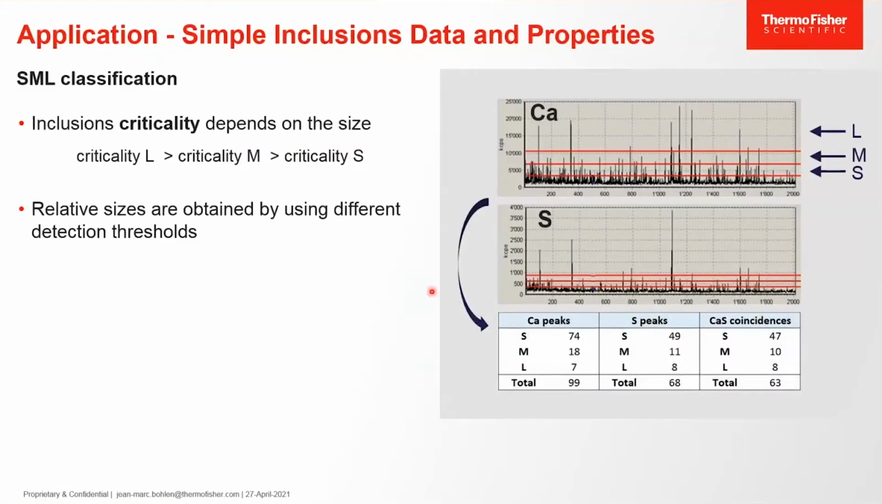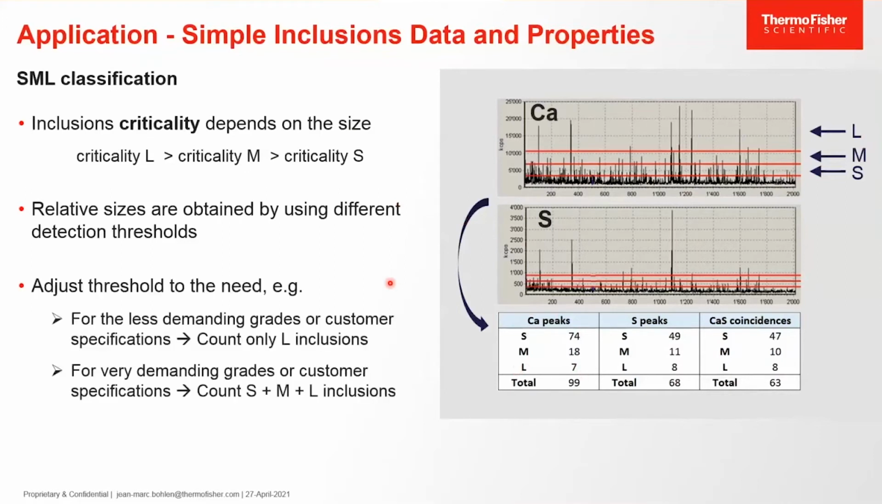The relative sizes S, M, L are obtained by using different detection thresholds, as you can see on this calcium run chart. One threshold to detect the small, one to detect the medium, and one to detect the large inclusions. You can do that on all the elements, and at the end, you obtain the counts for the different categories of inclusion.